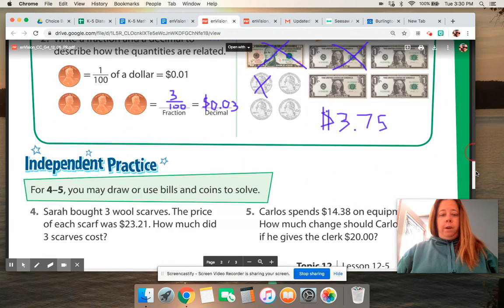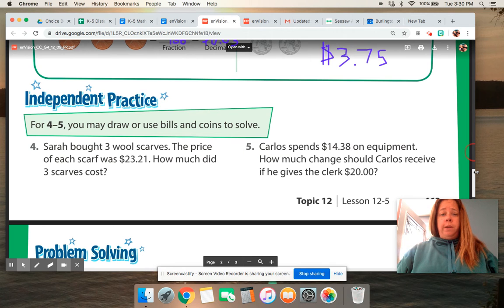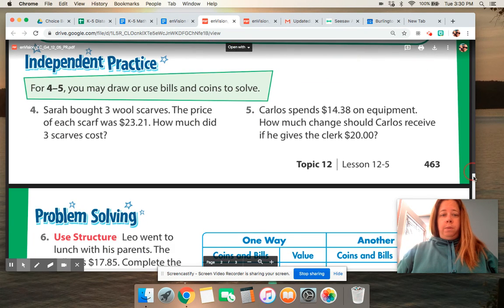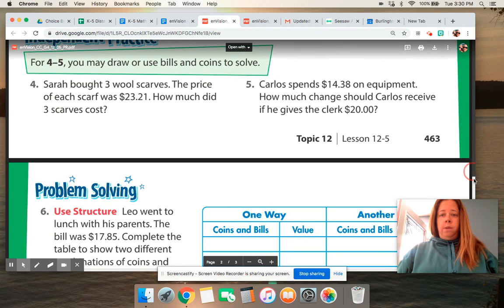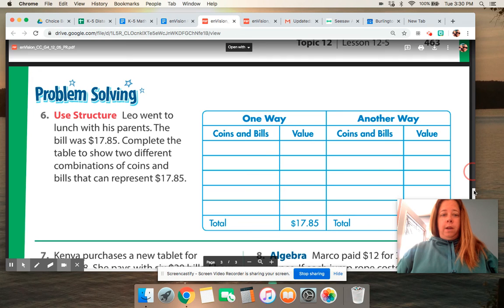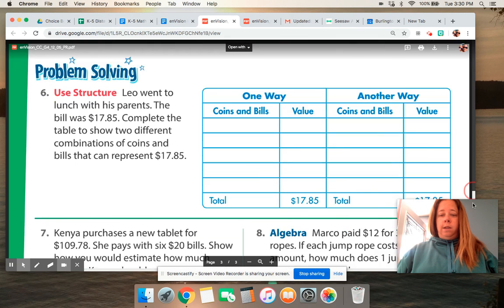Okay, the independent practice. You're going to be solving some problems, and you can use some coins to help you, or bills to help you solve. You can draw them and use them. You might want to use your Pearson tools. They have some money in there too to help you in the math tools box. And you can use it problem solving as well, and all the way down to the assessment practice.